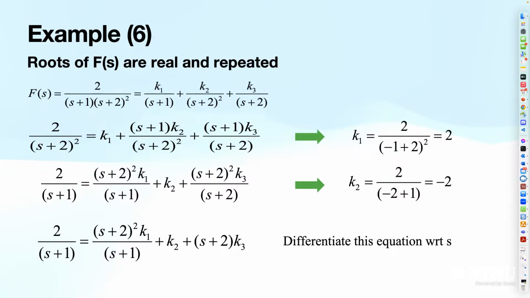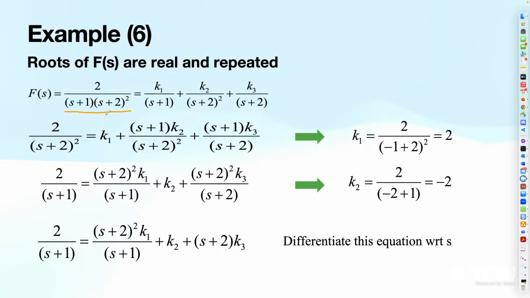In this example, we have the function F(s) equal to 2 divided by (s plus 1) multiplied by (s plus 2) squared, and we need to find the inverse Laplace transform of this function. It's 2 divided by a multiplication of 2 terms, but one term is of higher order. So we have roots which are real and repeated. s plus 2 has real, repeated roots. To solve this one, we will use partial fraction expansion.